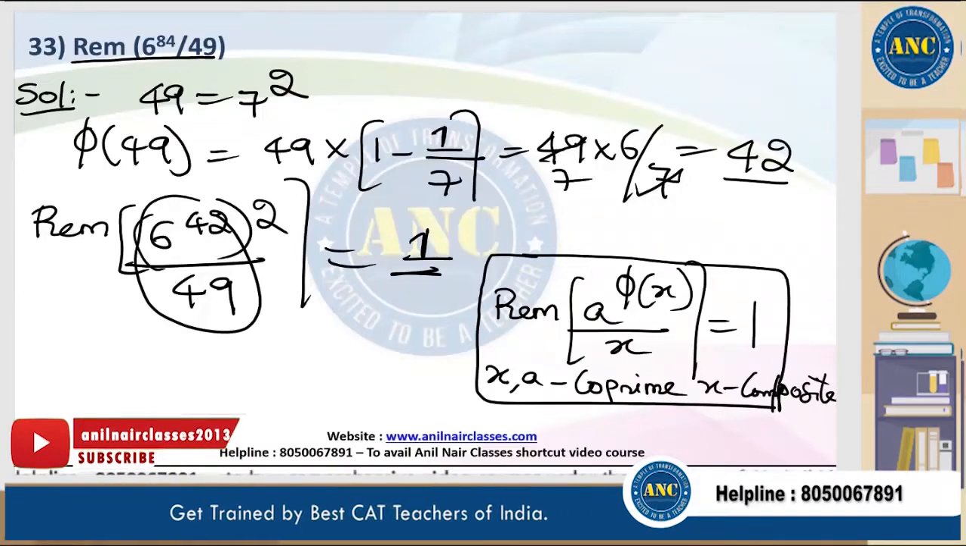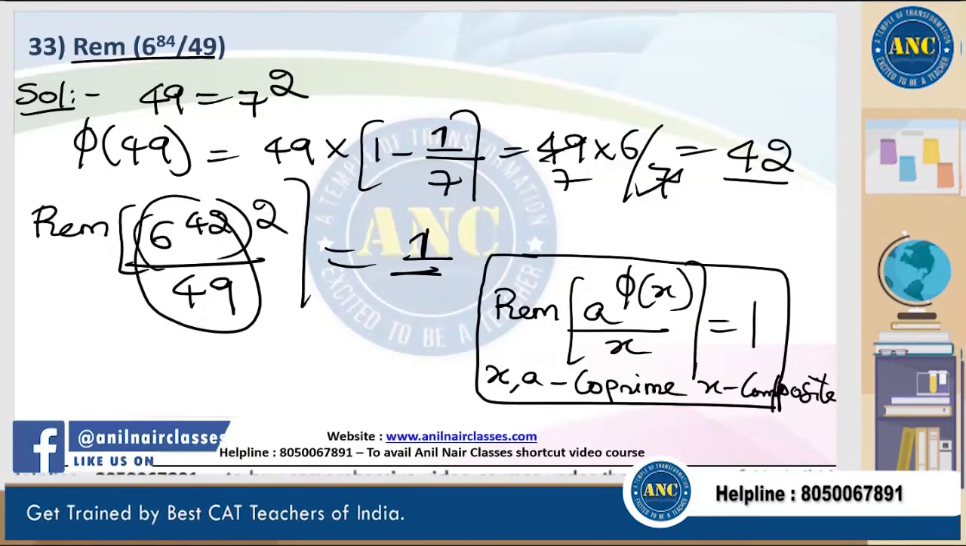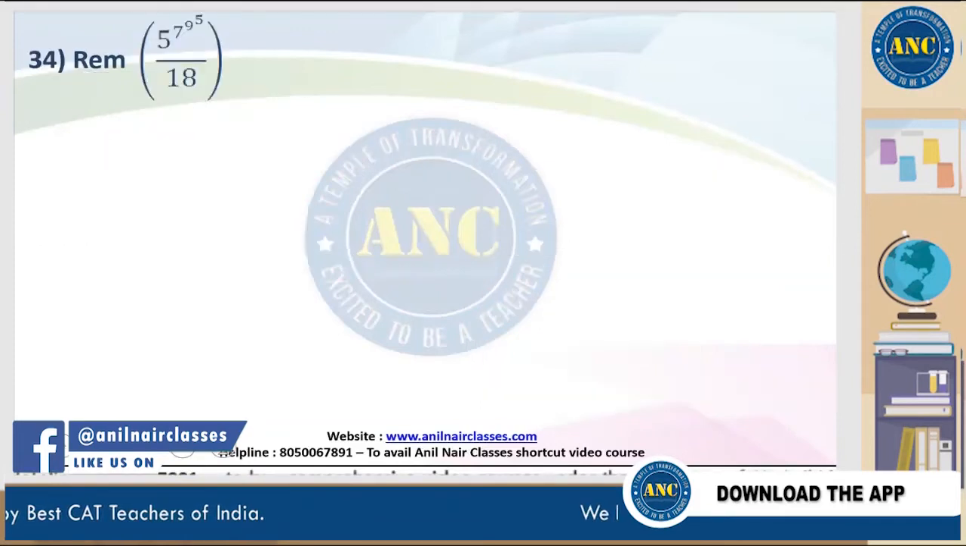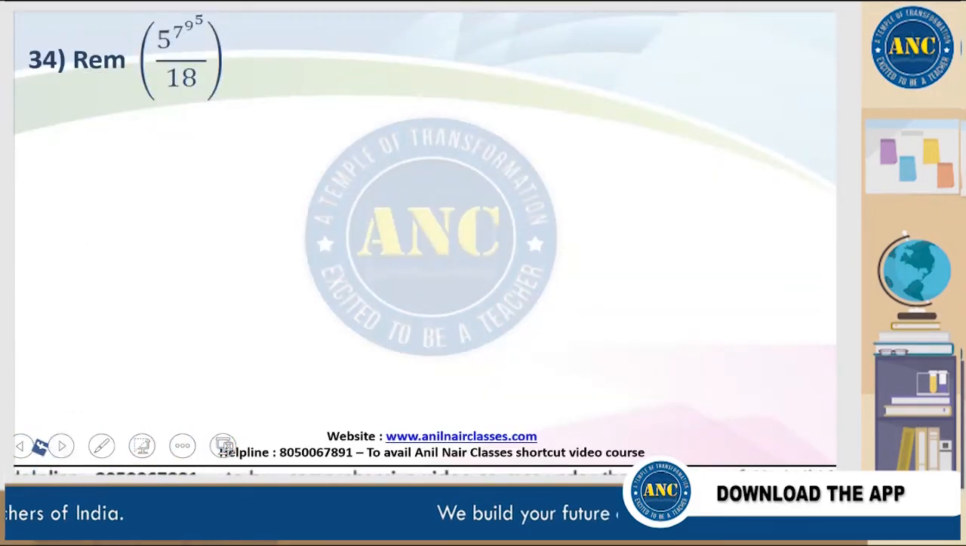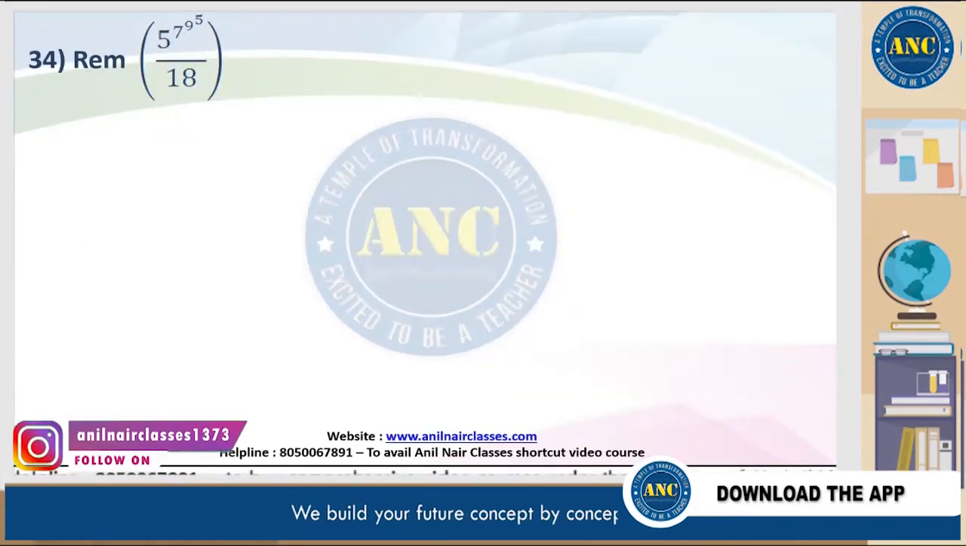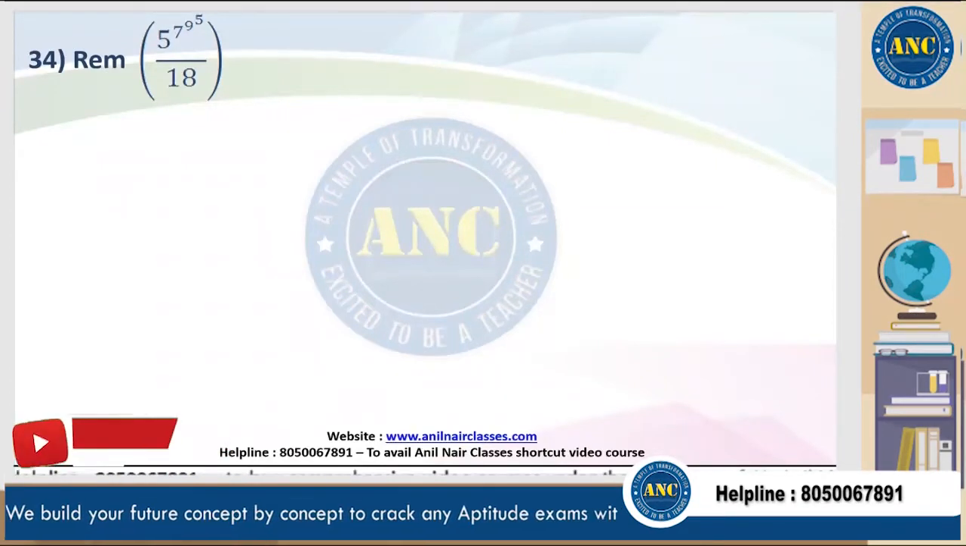Next, 34th. Idea is clear, right? Next one. 34th. Basic application of Euler's theorem, advanced level question. 5 power 7 power 9 power 5.